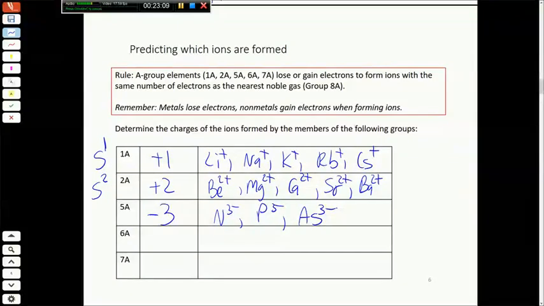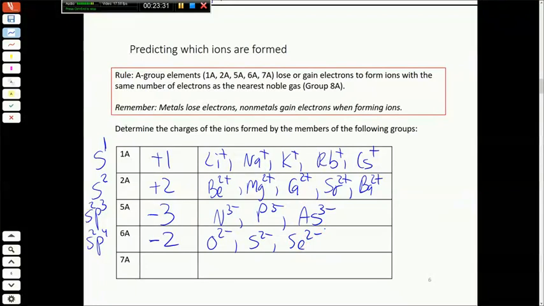Group 6A is s2p4. So if they gain 2 electrons now, they will have a filled p6 subshell. They only need to gain 2 electrons, meaning they form 2- anions. So oxygen, sulfur, and selenium all do this.